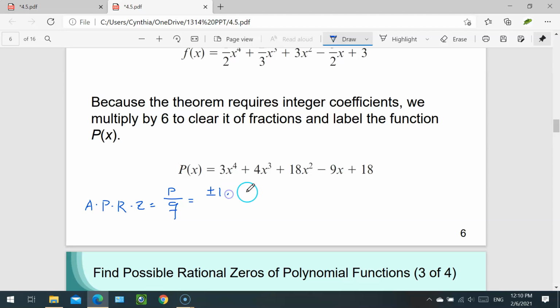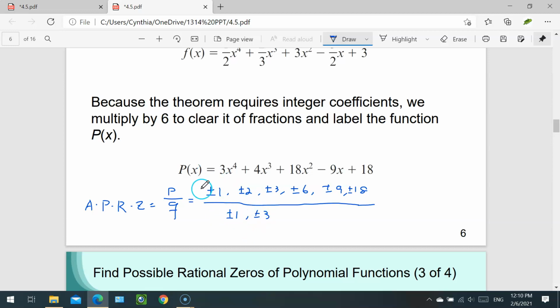We are going to have a lot of factors on the numerator: 1, 2, 3, 6, 9, and 18. They are all factors of the number 18. q is all the factors of the leading coefficient term. So this is 3, so the factors will be 1 and 3.